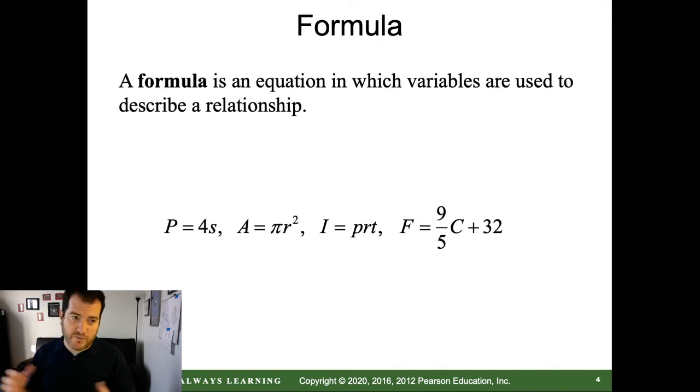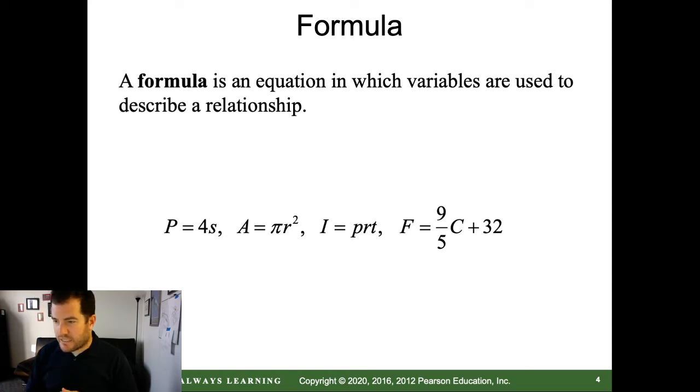So what is a formula? A formula is an equation in which variables are used to describe a relationship. So remember, equations are going to be those things that have equal signs. This is just some examples of some equations. So we talked about these in class.